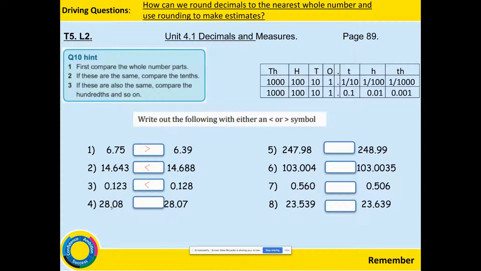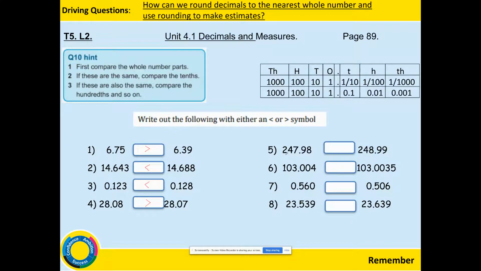Question 4, we have 28 as a whole number for both numbers. In the tenths column, we have 0 and 0. So we need to go to the hundredths column. We have 8 hundredths and 7 hundredths. 7 is the smaller number, so we do our arrow pointing towards the 7.